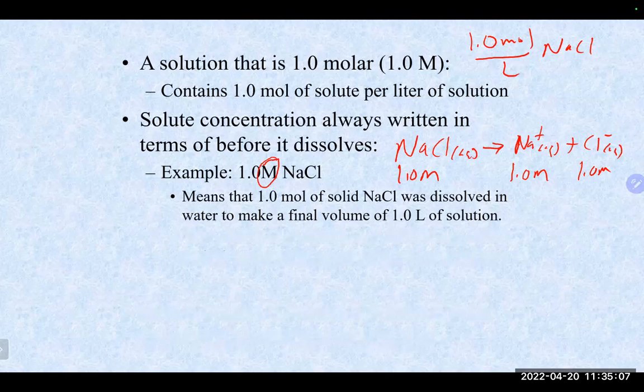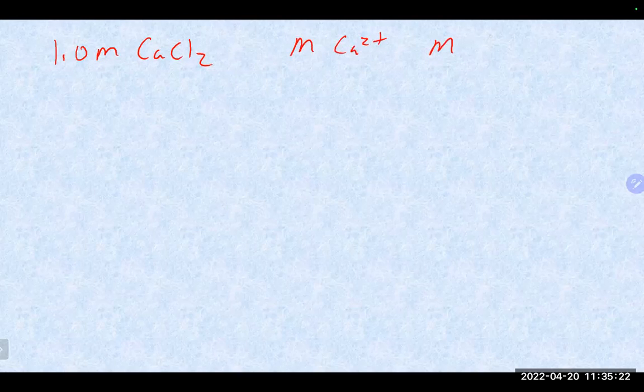So what do I mean by that? If I had a 1 molar calcium chloride solution, and I want to know the molarity of the calcium ion and the molarity of the chloride ions, when this goes into solution, it breaks apart into a calcium ion plus 2 chloride ions.